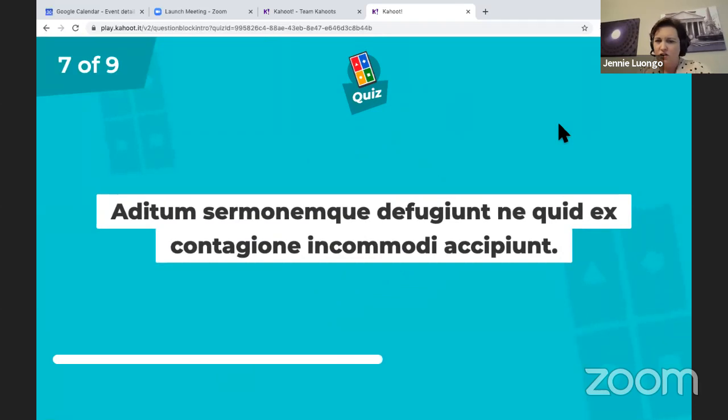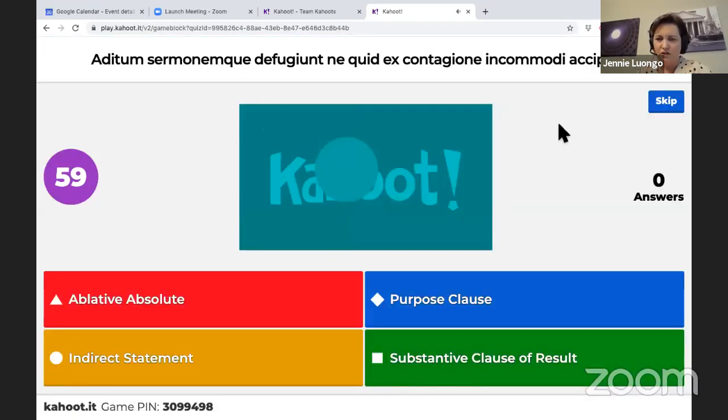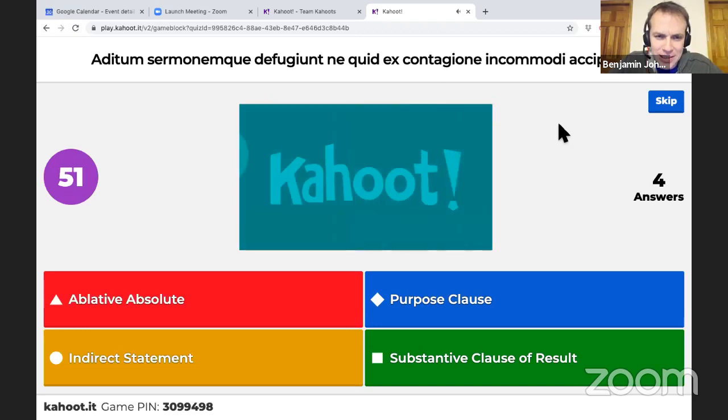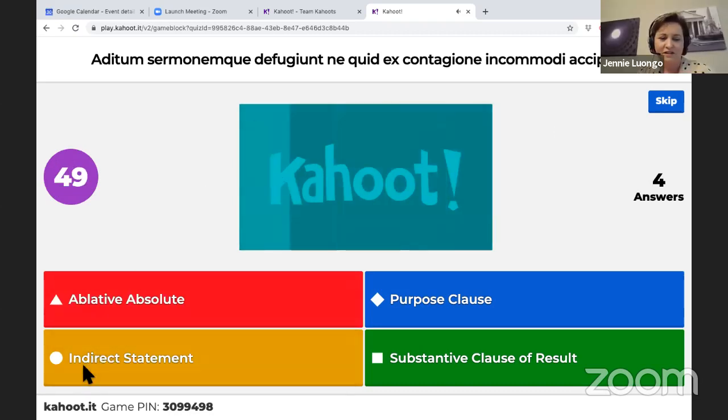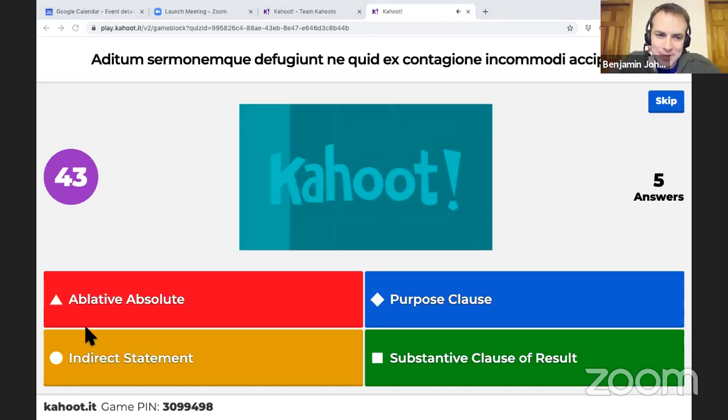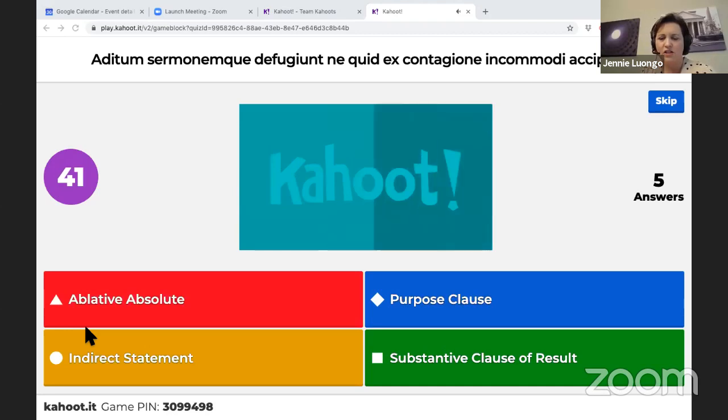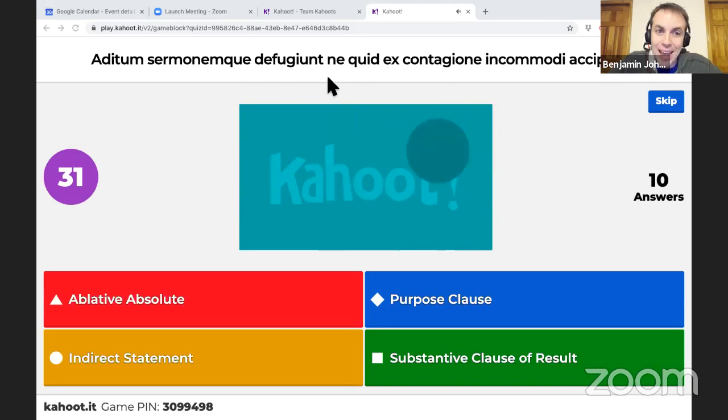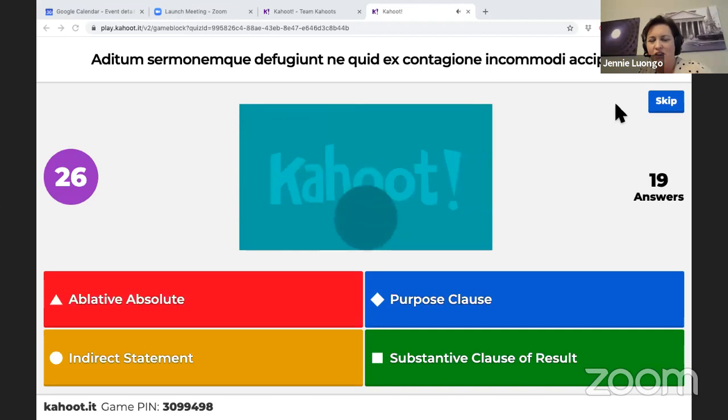Okay, aditum sermonemque defugiunt, ne quid ex contagione incommodi accipiunt. I don't see an ut here, so we don't have an ut. It does make you pause, doesn't it? So is it an ablative absolute, an indirect statement, a purpose clause, or a substantive clause of result? So they flee their approach in conversation. Oh, but there's lest, an ne. Oh, I love that word. Lest they receive any inconvenience from contact.